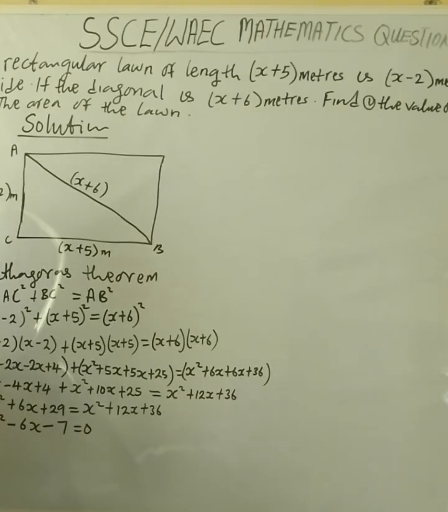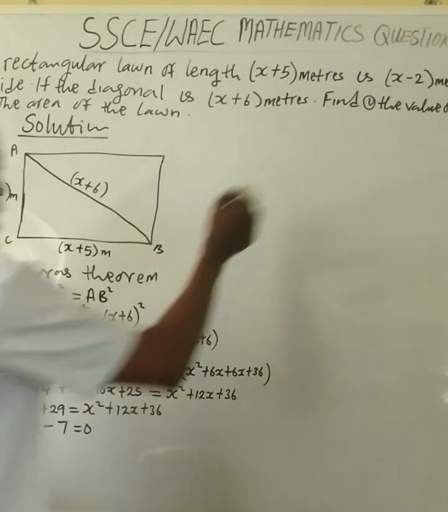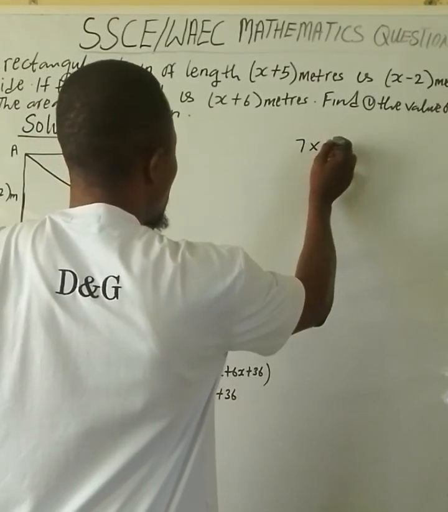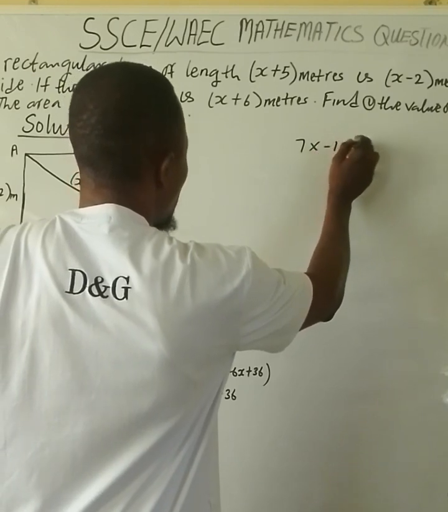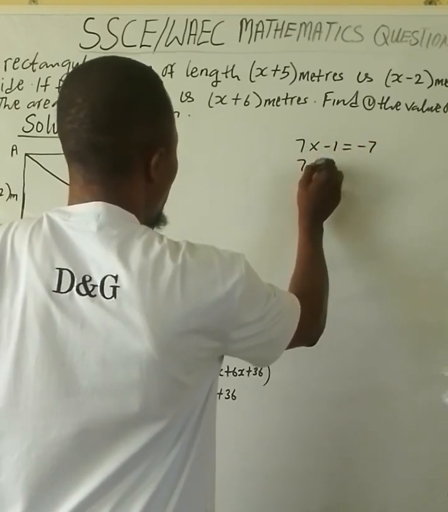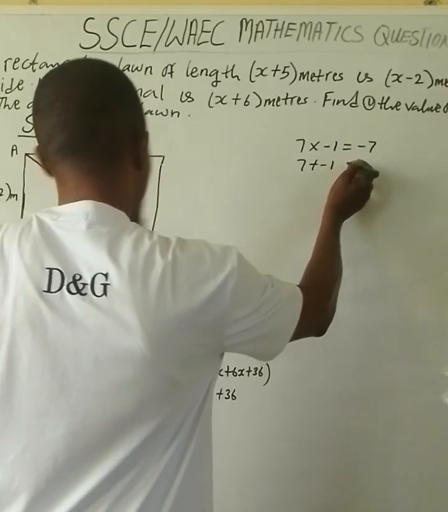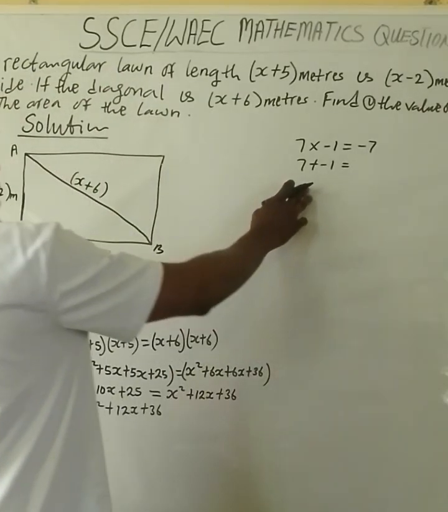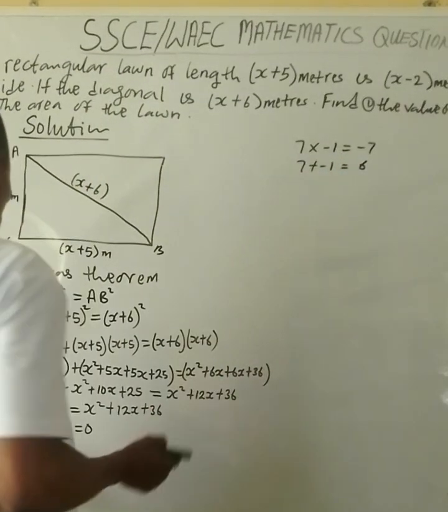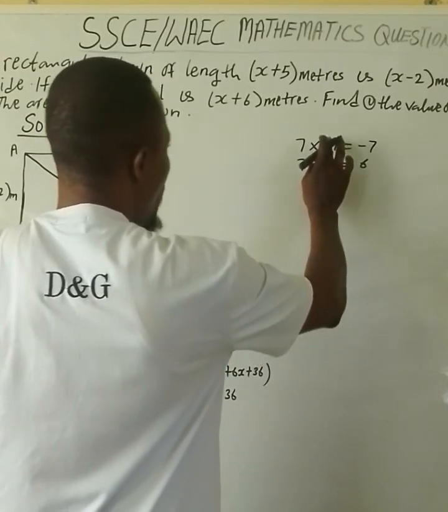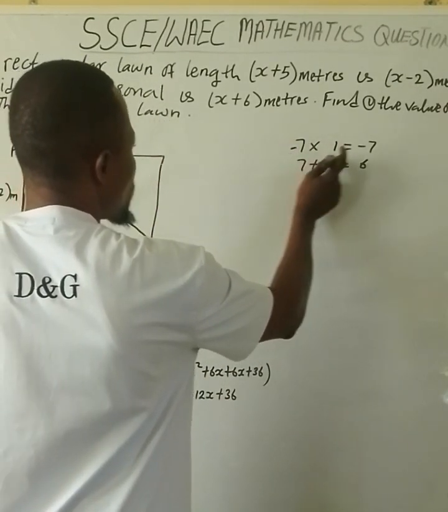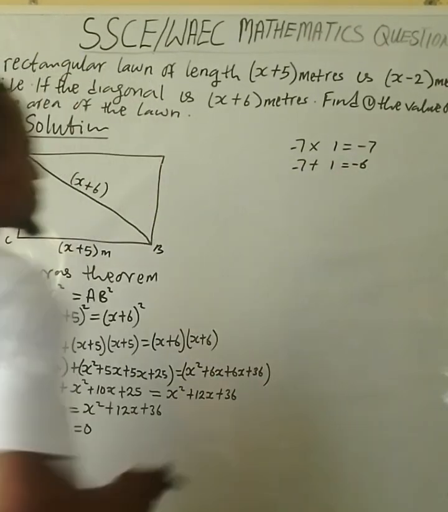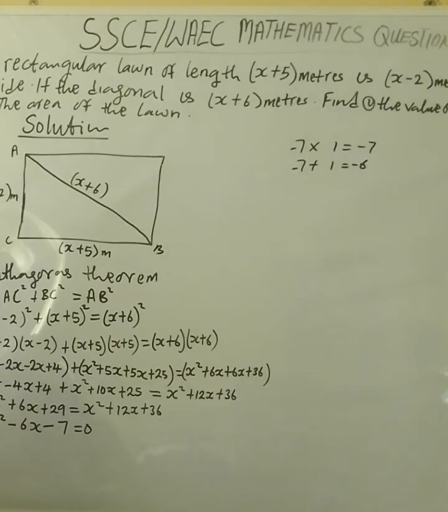So that is 7 times 1. Let's check. So we want to get minus now. 7 times minus 1 equals to minus 7. Then 7 plus minus 1 equals to what? Okay, equals to plus 6. And that's not what we want. We have minus 6. So which means that it will now be minus 7 times 1, which is minus 7, and minus 7 plus 1, which is minus 6. Are we together? So now we are going to use 7 and 1 as our factors.